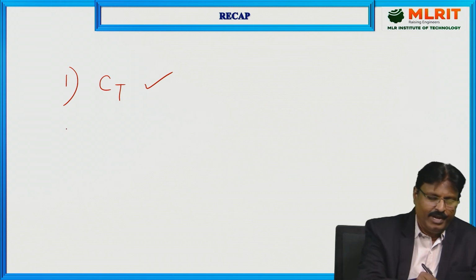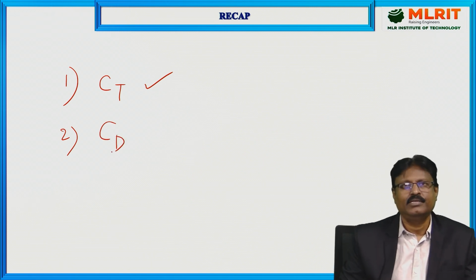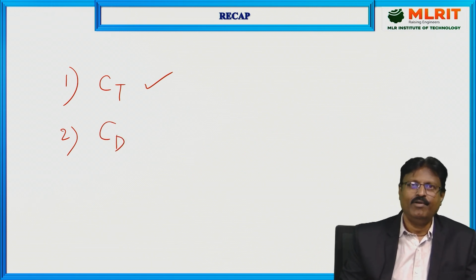Next, we discussed CD. CD is the diffusion capacitance, which is exhibited in the PN diode under forward bias.